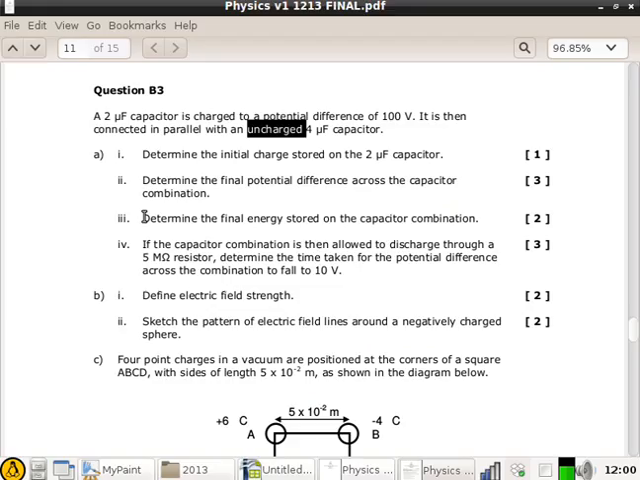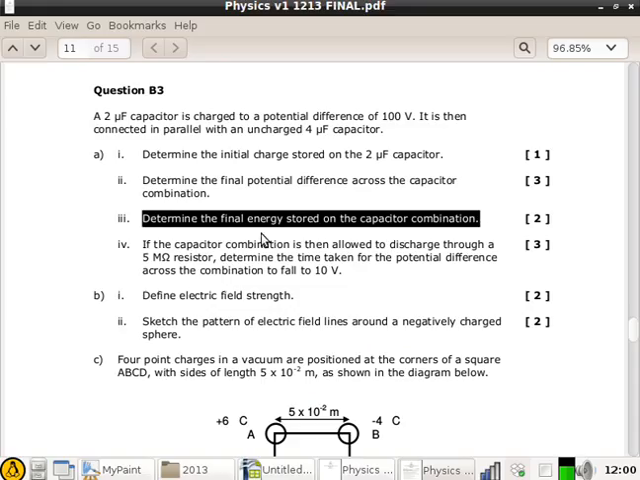Can you do part 3 for me, which is the energy, the final energy stored on the capacitor combination? So in other words, at the end, what is the energy? Now, do you know the total capacitance? Yeah. And do you know the voltage? Yeah. And what's the formula for energy? Half CV squared. Do you know how to use your calculator? So give me the answer.